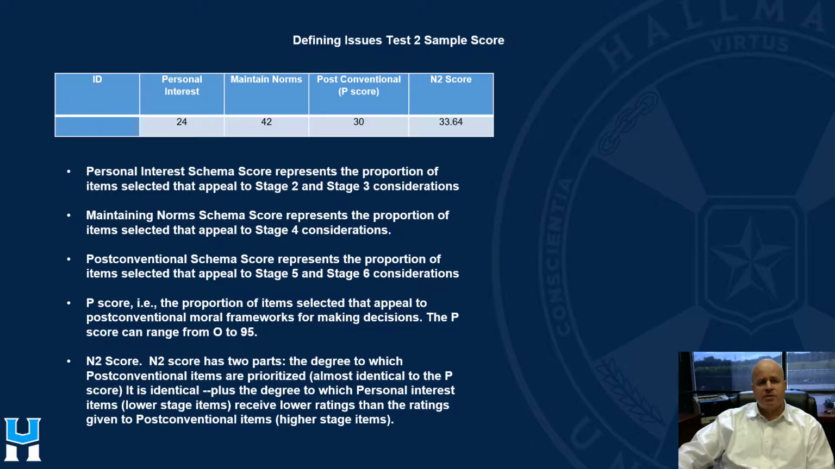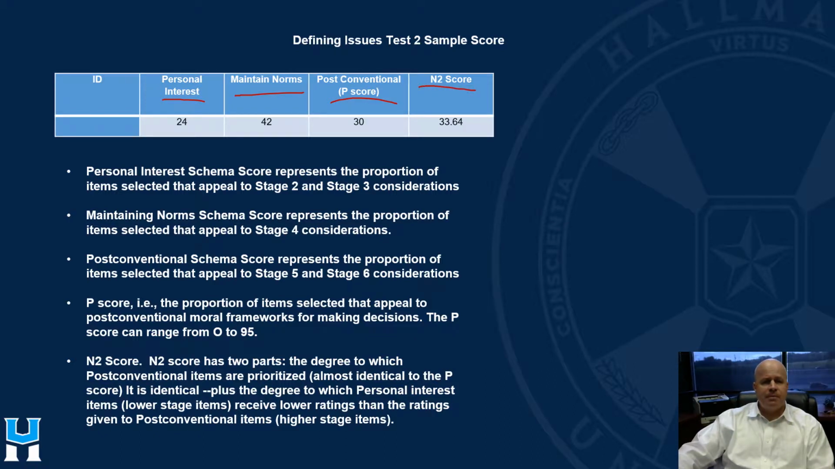The first one is the personal interest score, which is the number of items selected that are in the person's best interest and not necessarily others'. Maintaining norms is where you're primarily interested in the rule of law, societal norms, things of that nature. Post-conventional indicates more of a universal morality, that you have your sense of ethics and you're going to follow those, even though they may conflict with the law, so you could possibly feel that the laws are unjust.